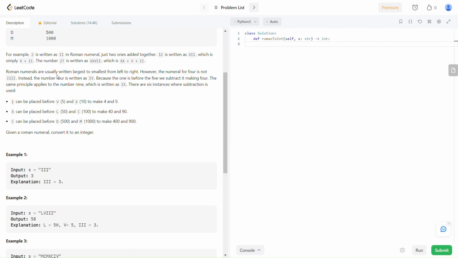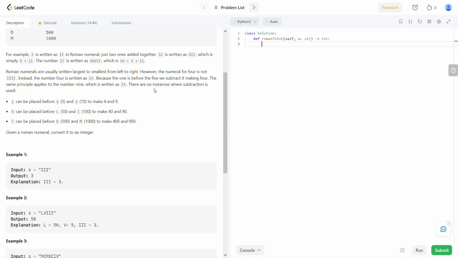Roman numerals are usually written largest to smallest from left to right. However, the numeral for 4 is not 4 I's. Instead, the number 4 is written as IV, because the 1 is before the 5 we subtract, making 4. The same principle applies to the number 9, which is written as IX.